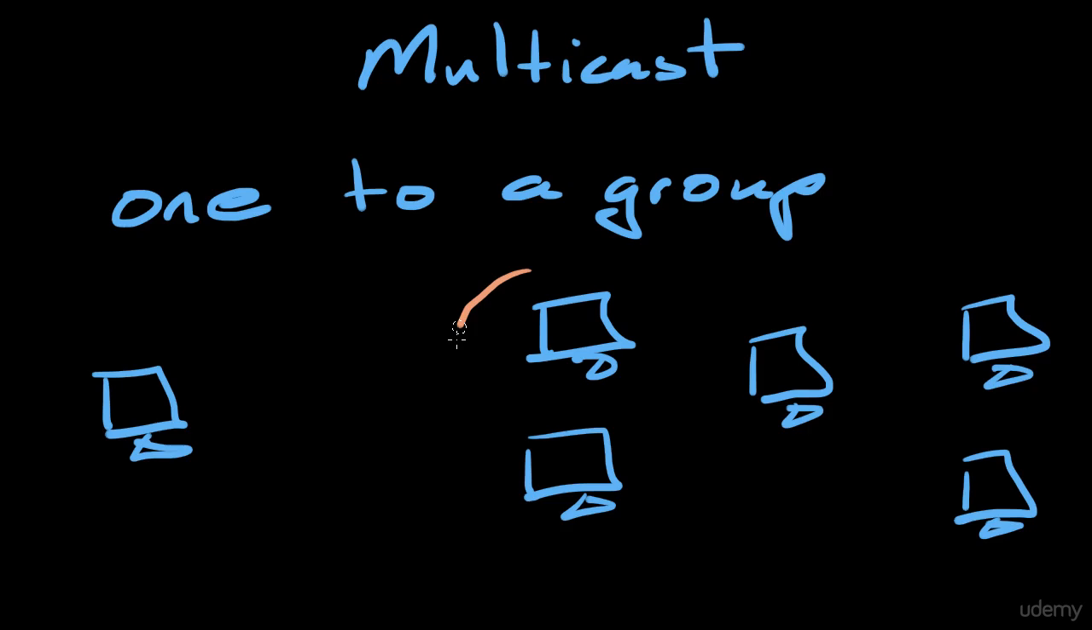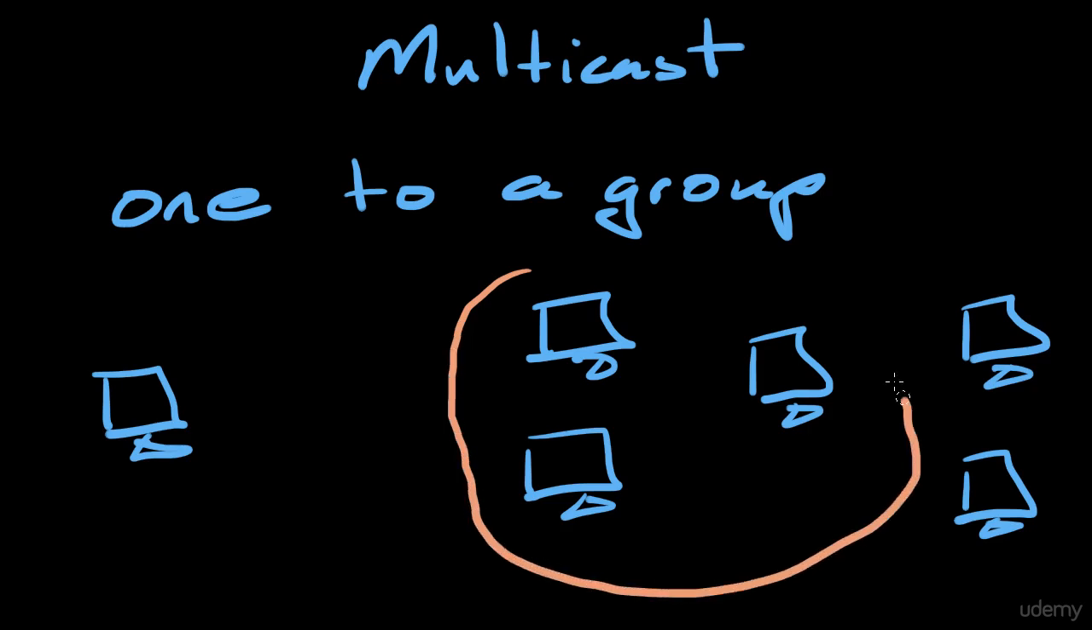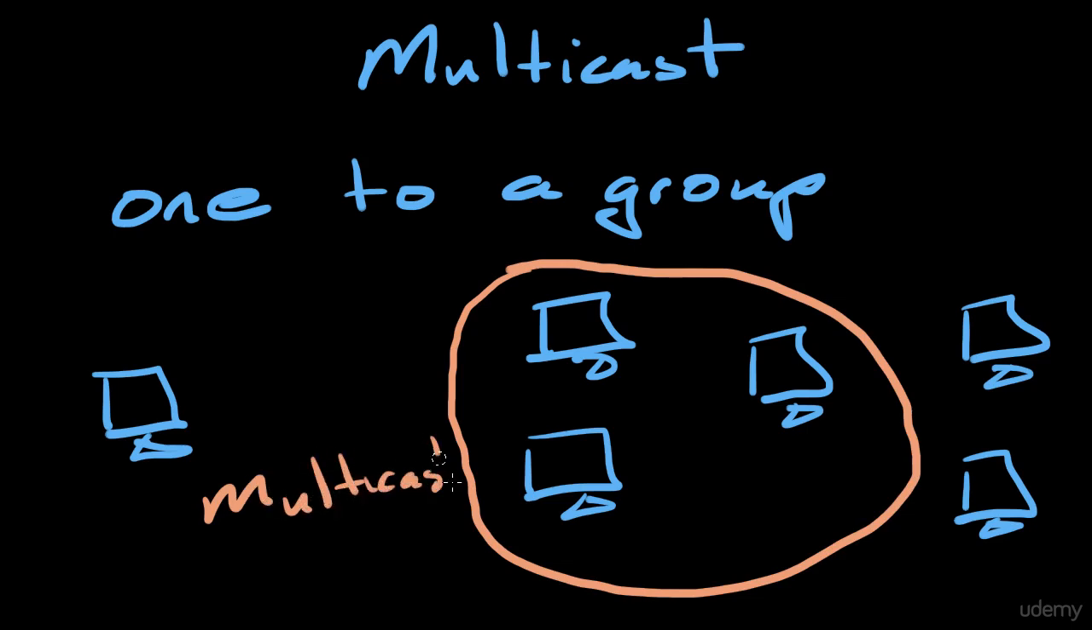The more efficient way is I set up what we can think of as a multicast group. And I send the transmission once to this multicast group. How do I create a multicast group? Well, it's actually simpler than you think. You give these 3 systems the same multicast IP.